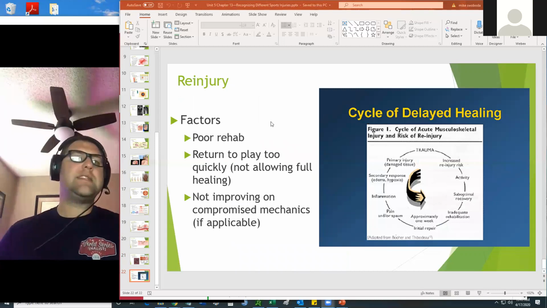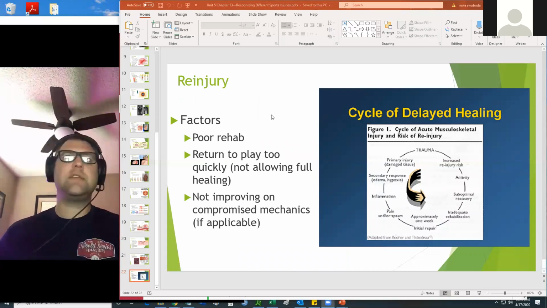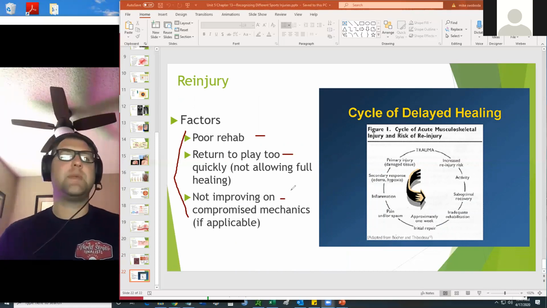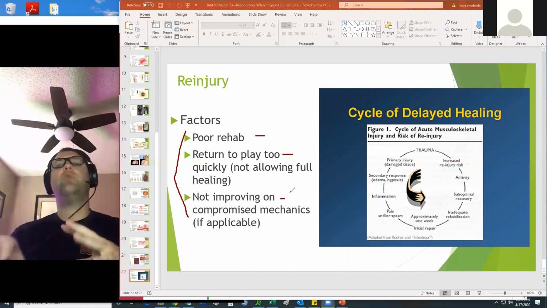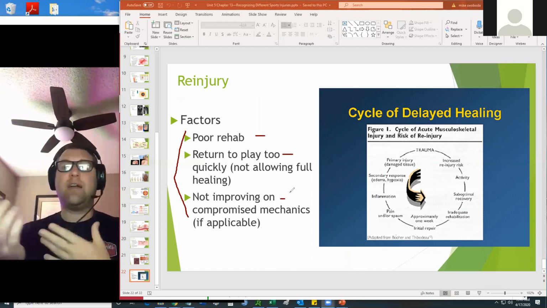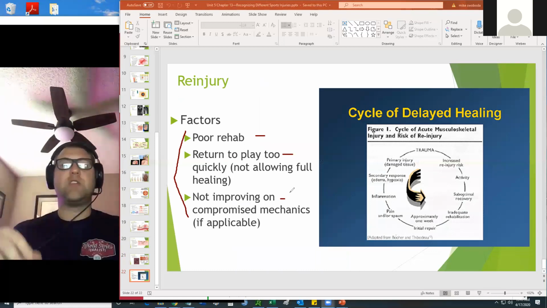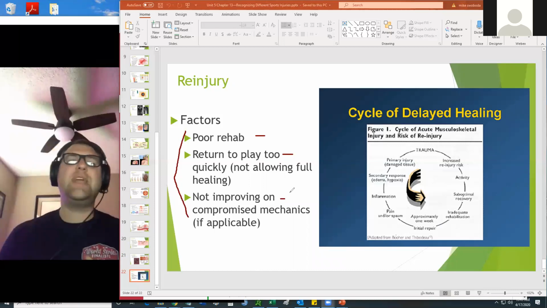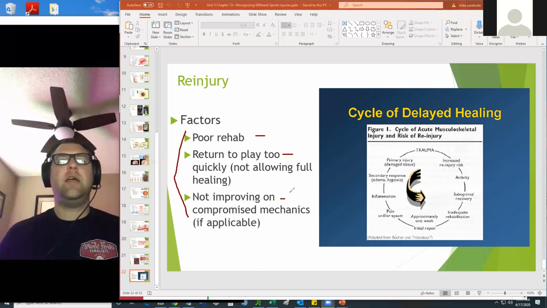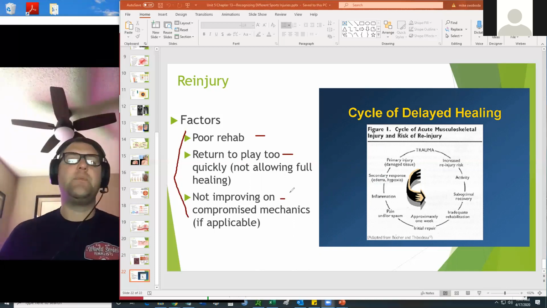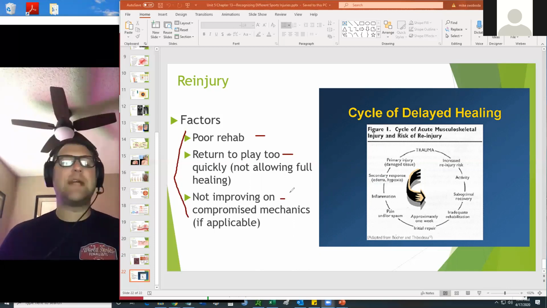And then the last thing, re-injury. There are several things that cause re-injury. The big three here: poor rehab, return to play too quickly, and not improving on your compromised mechanics. Now, if you get re-injured from a traumatic event, like say you have a collision, somebody hits you, that's something you can't prepare for. If someone were to hit you in the knee and it tears your ACL, and then you do your full rehab and you go back to play and someone hits you in the knee again, there's nothing you can do about that.